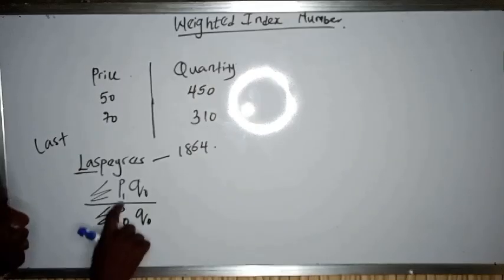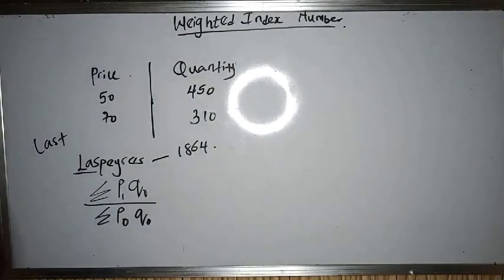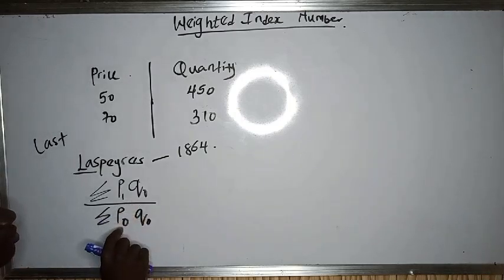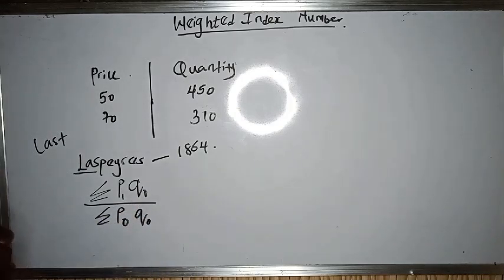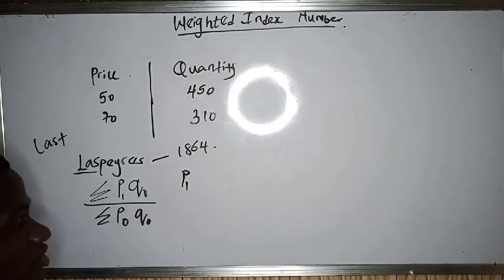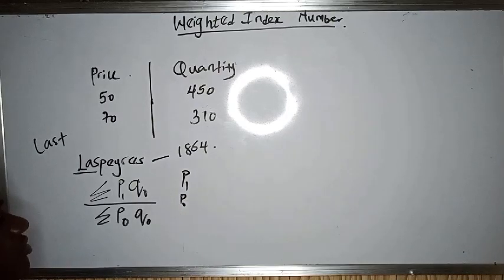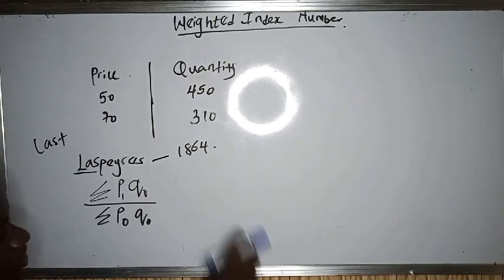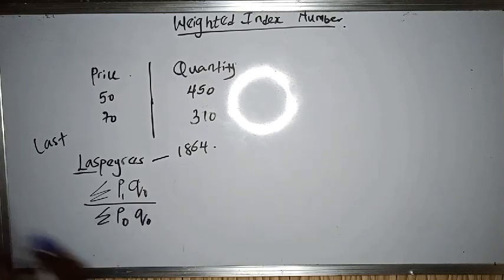You should take note that this P1 means the current price, this P0 means the old price, this Q0 means the old quantity, and this Q1 means the current quantity. So take note of that. Whenever we use P1, we denote current price. P0, we denote last year price. Same thing applies to quantity. So that is that for Laspeyres.